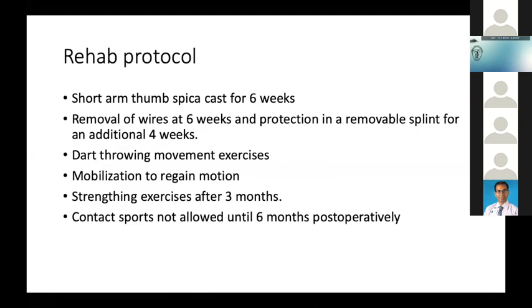So post-op rehab, I use a short arm thumb spica cast for 6 weeks. Removal of the wires is by 6 weeks. Once you take that out, dart throwing movements are the ones you start with, and then mobilization, palmar and dorsiflexion. Strengthening exercises are only started by 3 months, and never allow any contact sport for up to 6 months post-operatively.